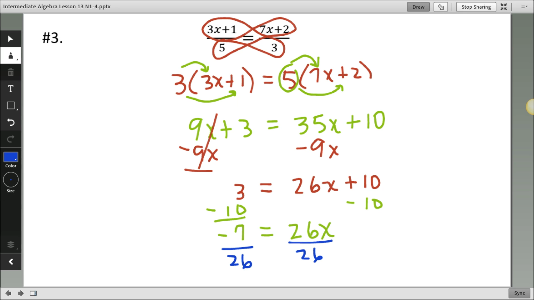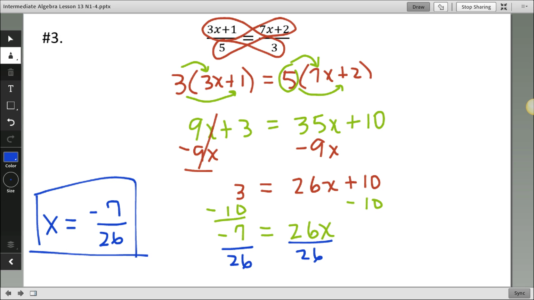And again, if this doesn't simplify, you're done. So this final answer, because this will not simplify, is negative 7 over 26.